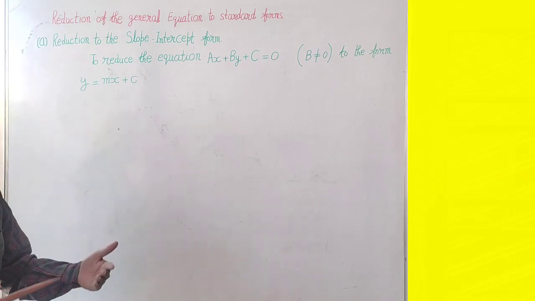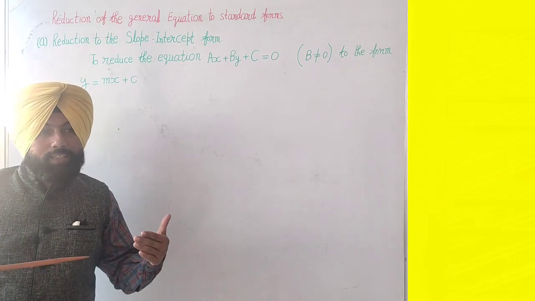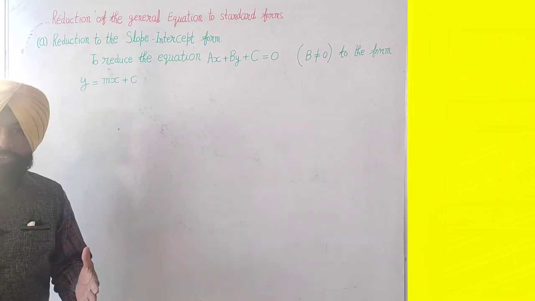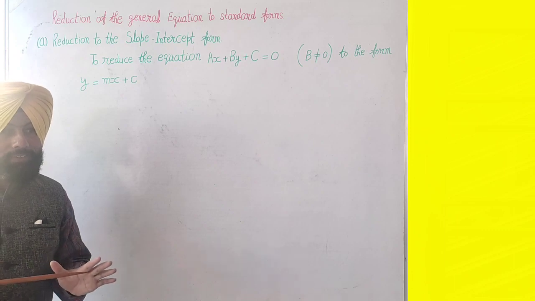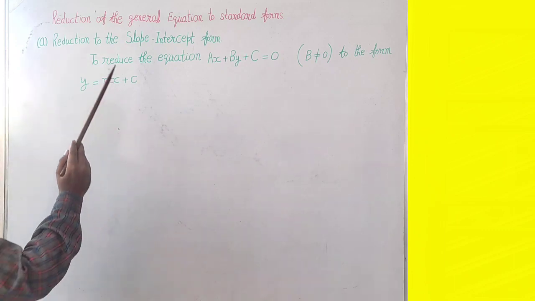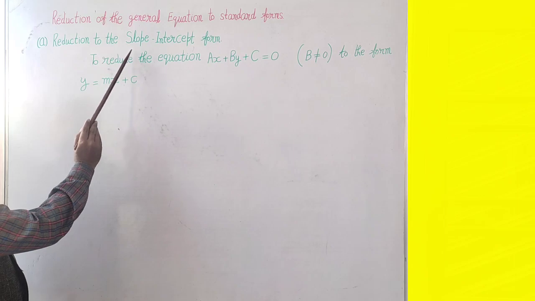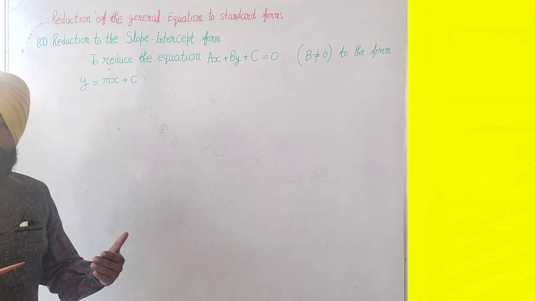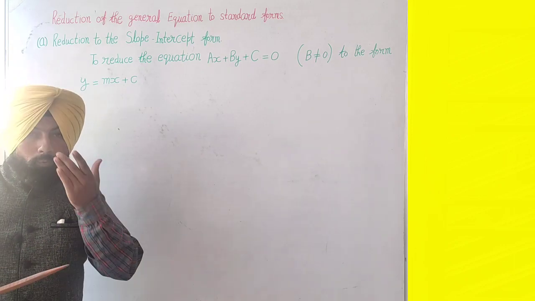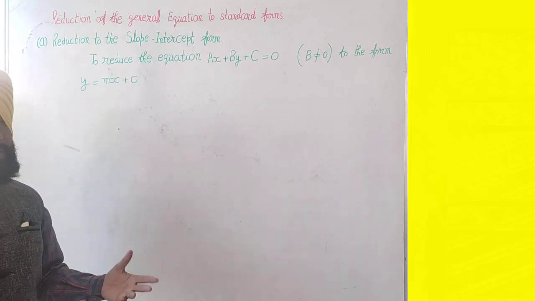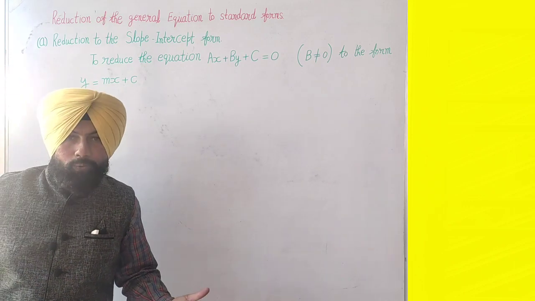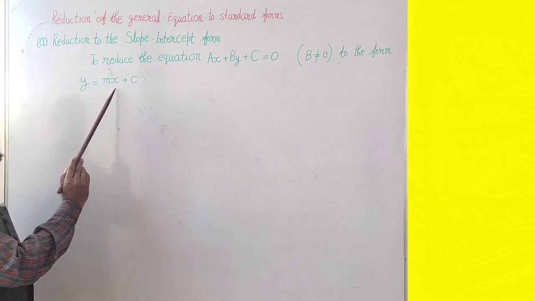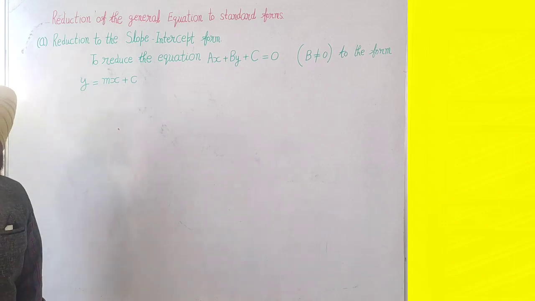Now we have already derived and discussed the general equation of a straight line. Now reduction to the slope intercept form. What is a slope intercept form? I have already explained in my previous videos. Slope intercept form: y equal to mx plus c.